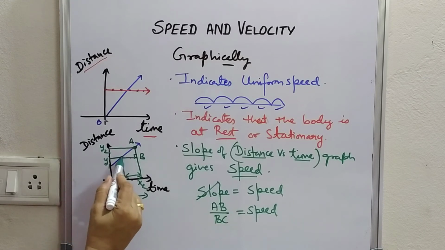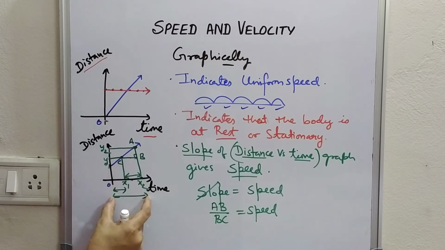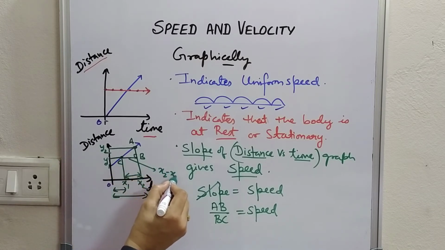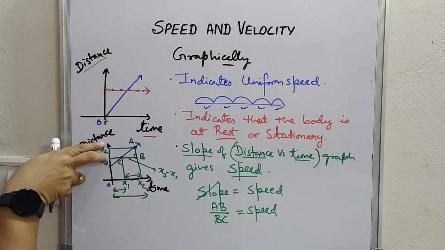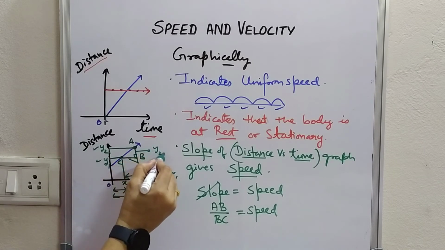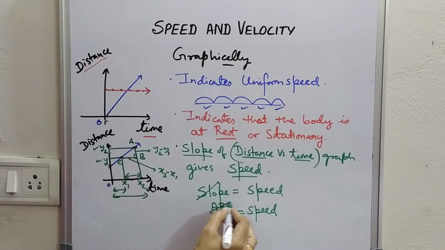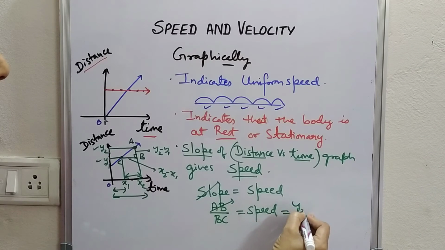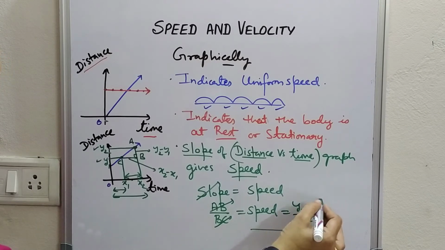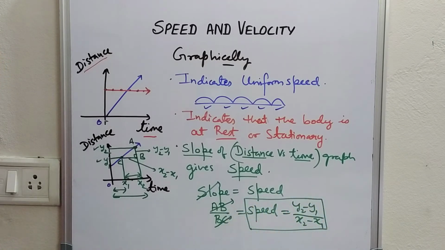So let us first find BC. BC is what? X2 minus X1. That means the long length minus the short length. So BC is X2 minus X1. Similarly, this gap is what? The bigger minus the smaller. So AB is Y2 minus Y1. So AB is Y2 minus Y1 and BC is X2 minus X1. So this is how we find the speed of a body from a distance versus time graph.